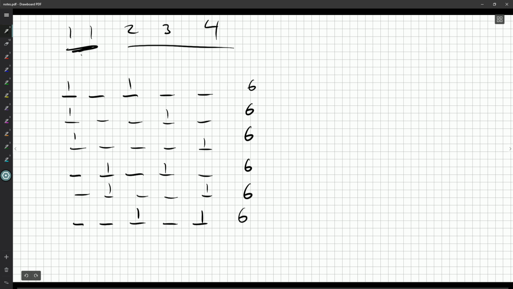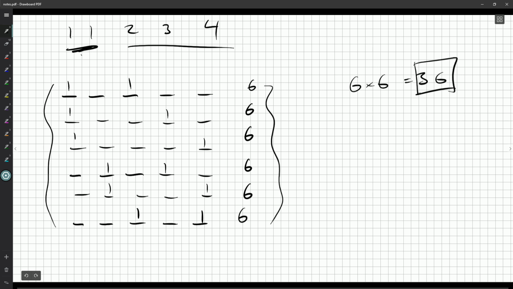Okay? So in total, we've got 6 different ways to place the ones so that they're not side by side. And then we've got 6 for each of them. So we get 6 times 6, 36 such possible arrangements.